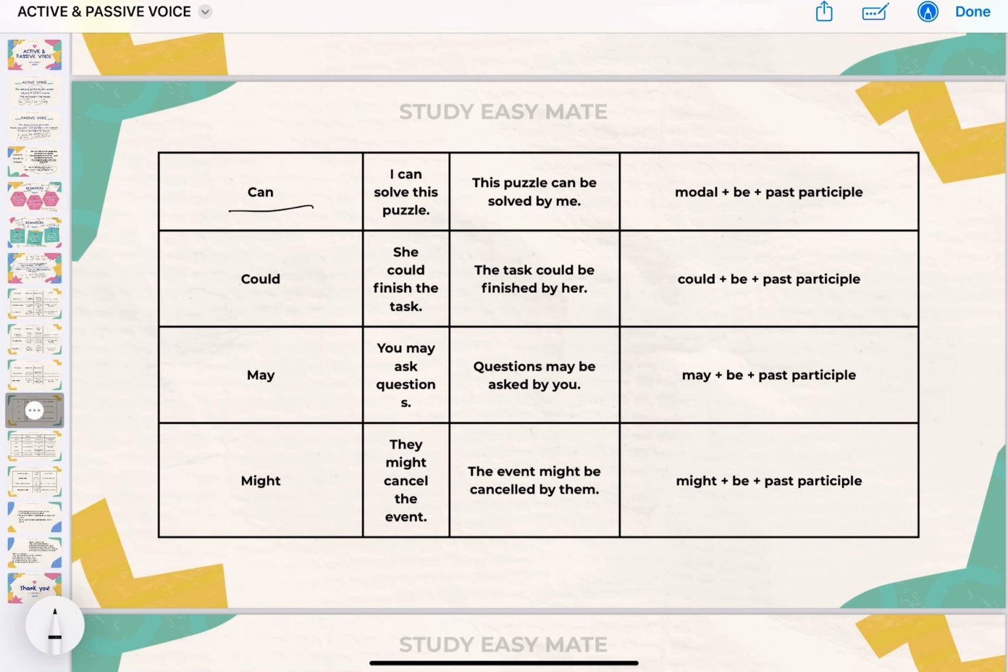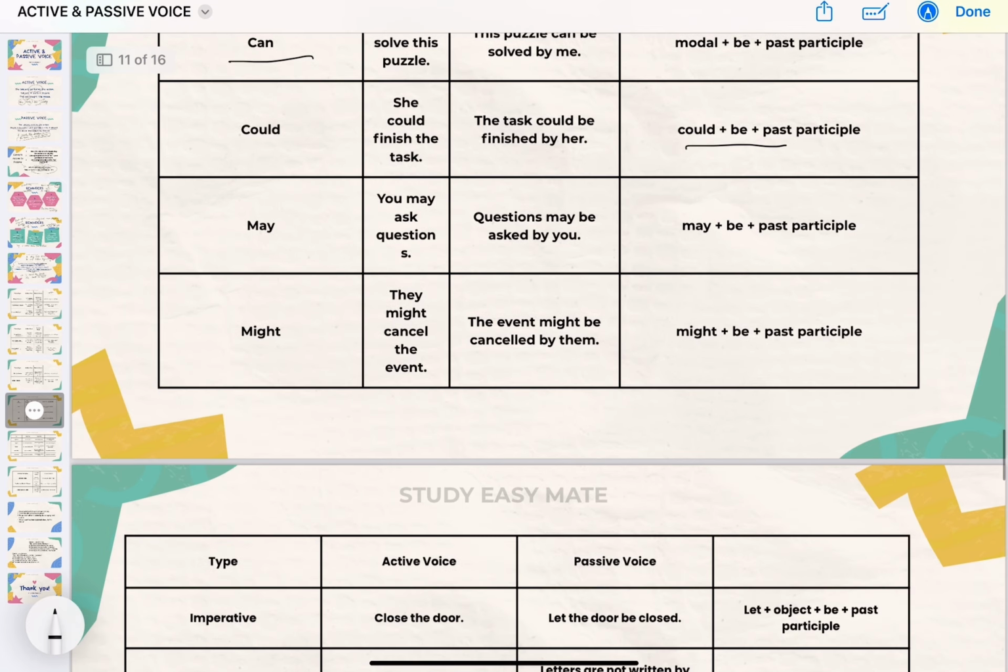For could, it is the same. She could finish the task. The task could be finished by her. Could plus be plus past participle. May: you may ask questions. Questions may be asked by you. So you can write the same.